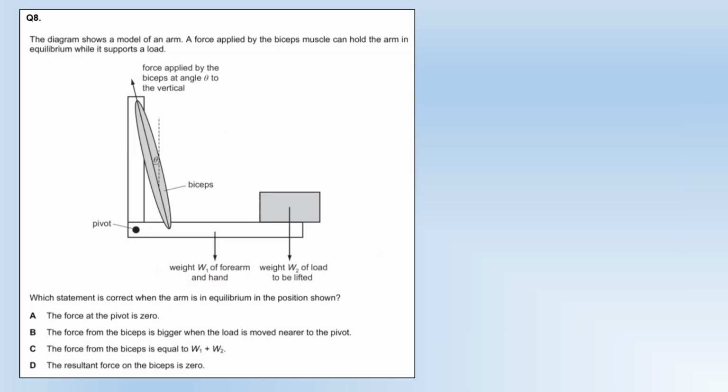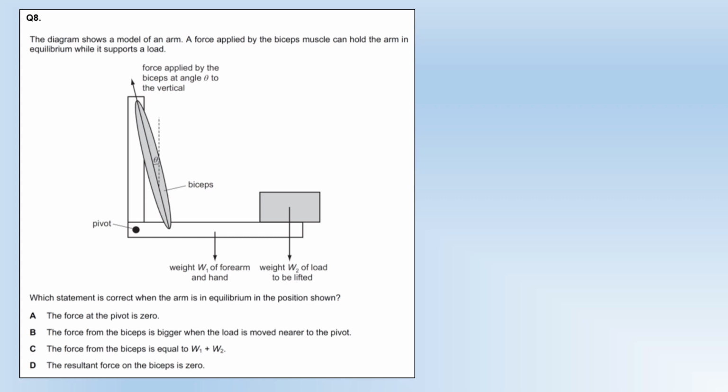Okay, so the diagram shows the model of an arm. A force is applied by the bicep muscle that can hold the arm in equilibrium while it supports a load. Which statement is correct when the arm is in equilibrium in the position shown? So the force at the pivot is 0. No, that's not going to be the case. There'll be an upward force at the pivot. There has to be, otherwise it couldn't be in equilibrium.